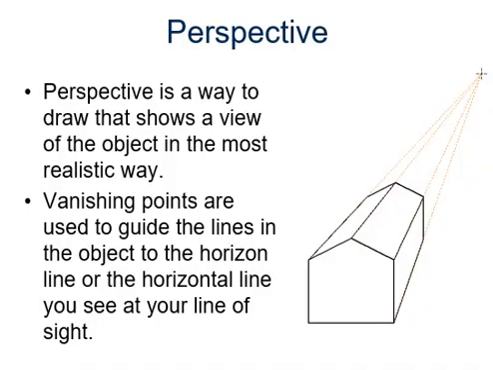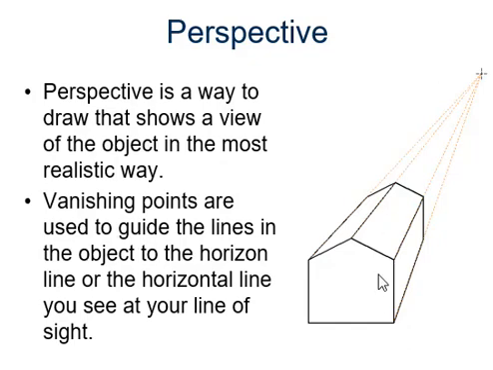Now you should have finished creating your thumbnail sketch using the additive and subtractive method. Perspective. Perspective is a way to draw that shows a view of an object in the most realistic way. Vanishing points are used to guide the lines in the object to the horizon line, or the horizontal line you see at your line of sight.